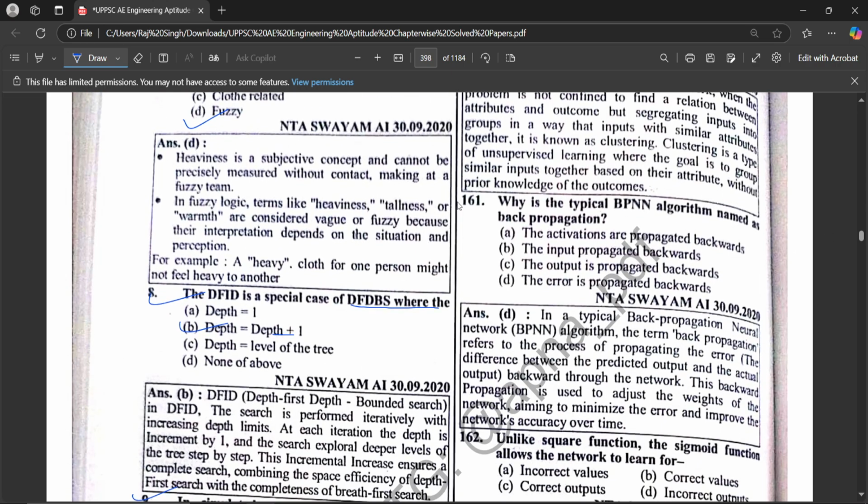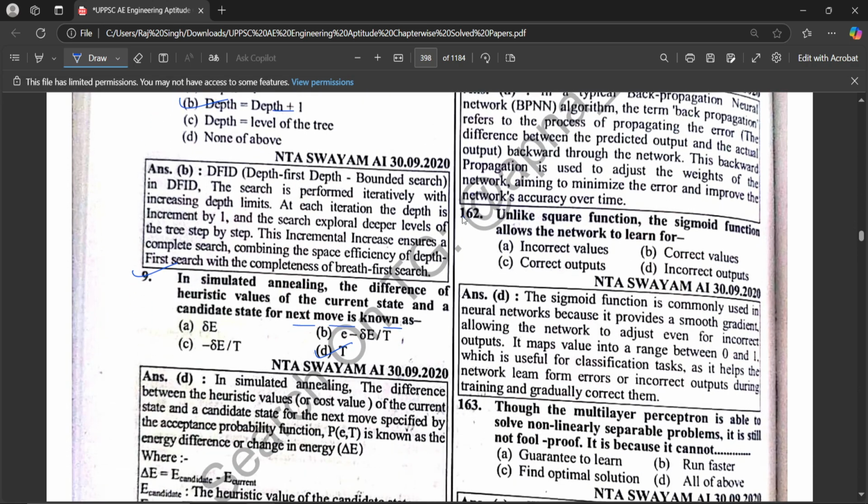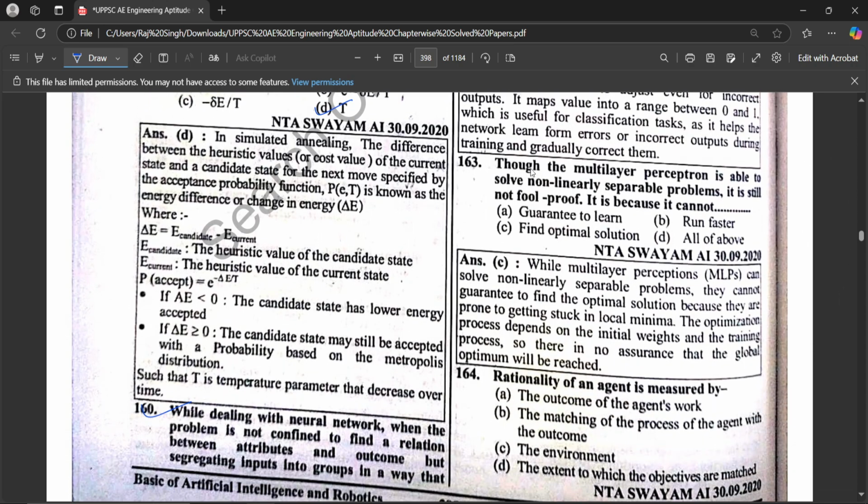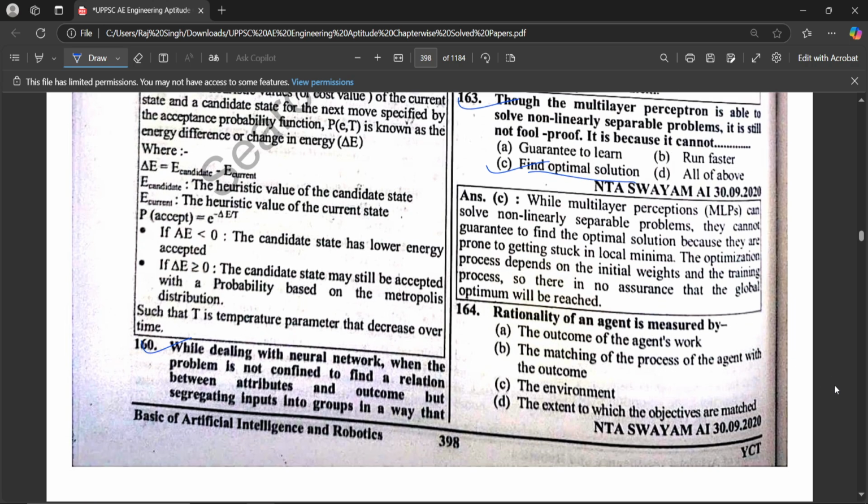Why is the typical BPNN algorithm named backpropagation? The error is propagated backward. Unlike the square function, the sigmoidal function allows the network to learn for incorrect outputs. Though the multi-layer perceptron is able to solve non-linearly separable problems, it is still not foolproof. It is because it cannot find the optimal solution.